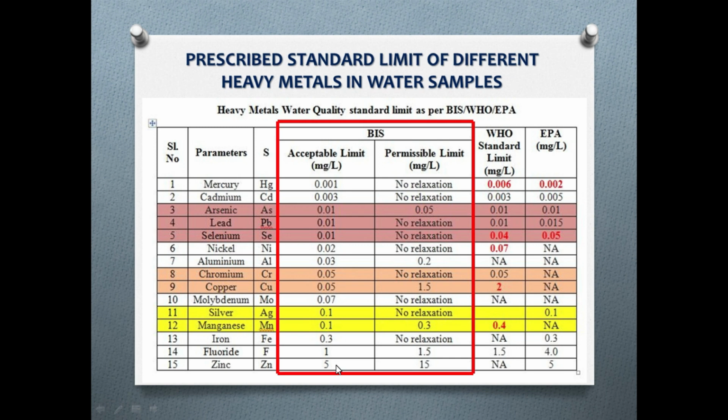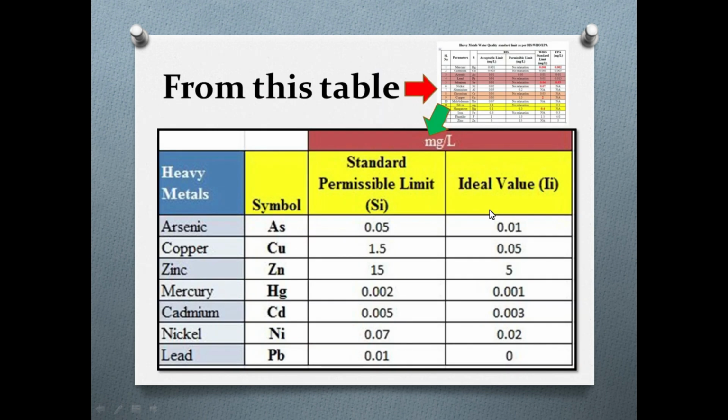And one more example, lead. Now check lead. Lead is number 4. You see that in BIS, the only acceptable limit prescribed for lead is 0.01, and the other values have no relaxation, which means this is the only number given here. So 0.01 will be your SI value, and since there is no other value smaller than 0.01, the II value for lead will be 0. Okay, so this is how you will acquire your SI and II values for the heavy metal pollution index method of calculation. All right.